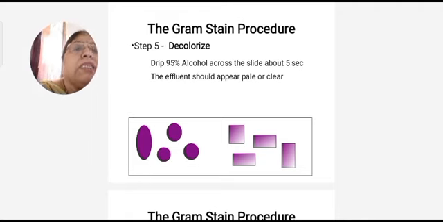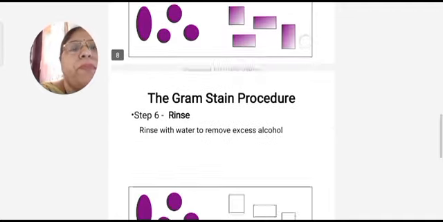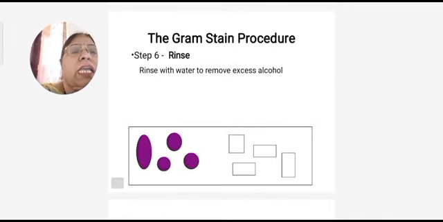The next step is the decolorization. Drip 95% alcohol across the slide for about 5 seconds. The effluent should appear pale or clear. The next step is again to rinse with water. Rinse with water to remove excess alcohol.